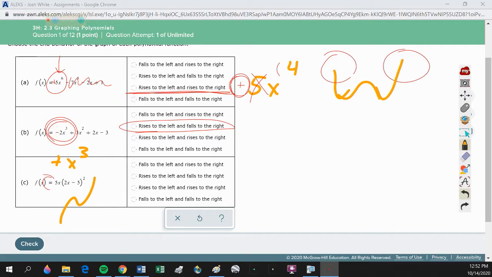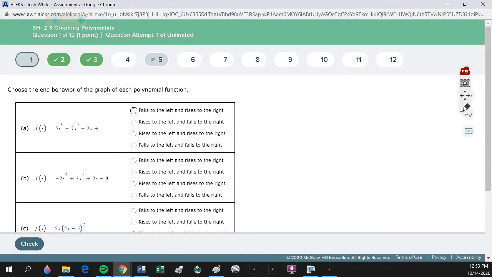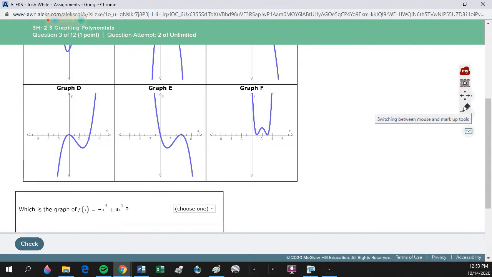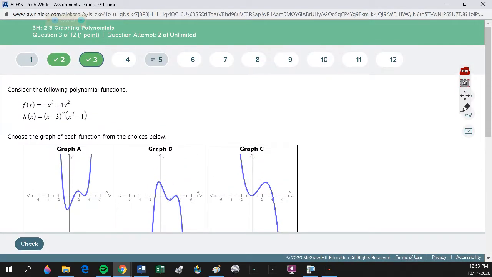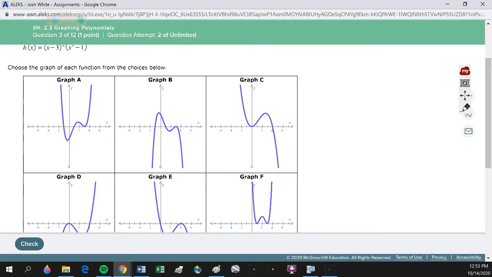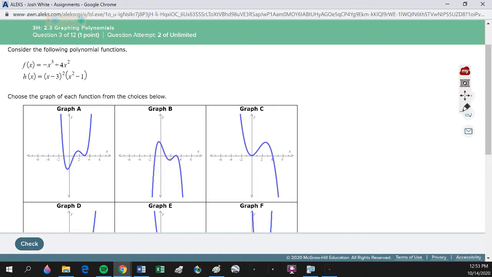You got these? Okay. Now I'm going to skip number 2 because number 3 is a little bit easier. So let's look at number 3. I have 2 equations and 4 graphs, and I need to figure out which graph matches the equation. So what can you tell me about, let's do this one first.